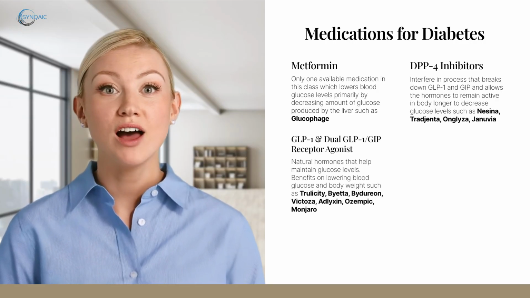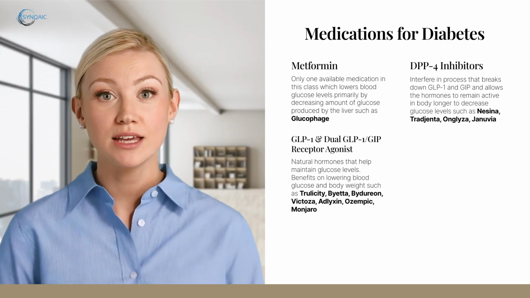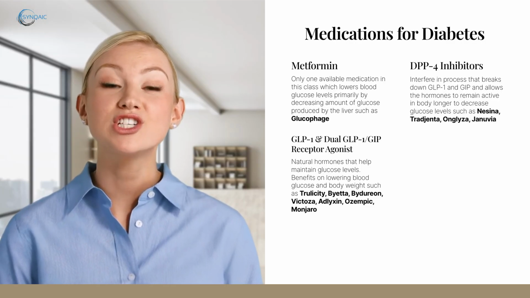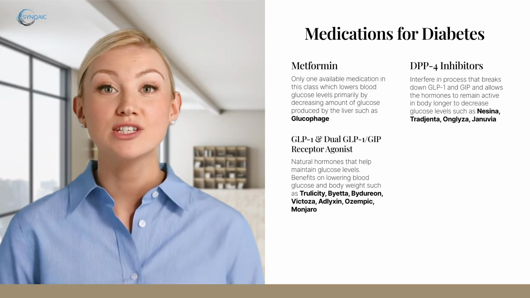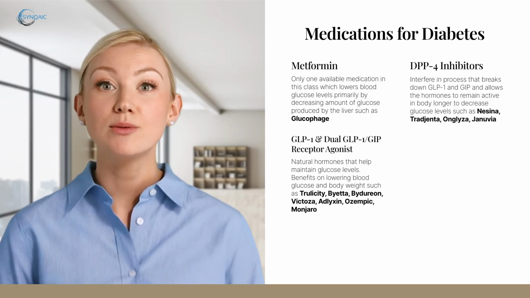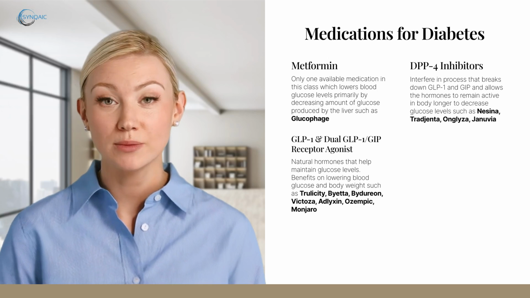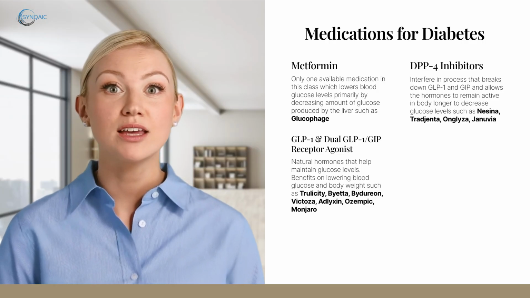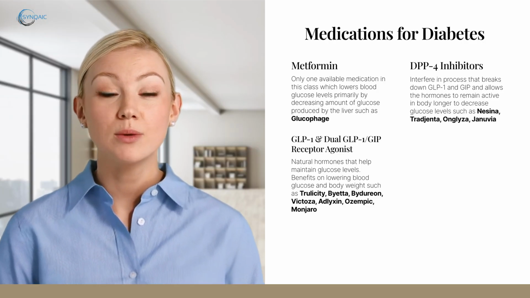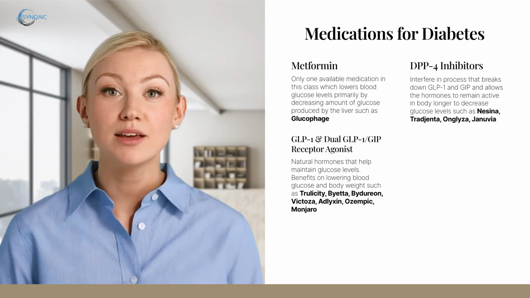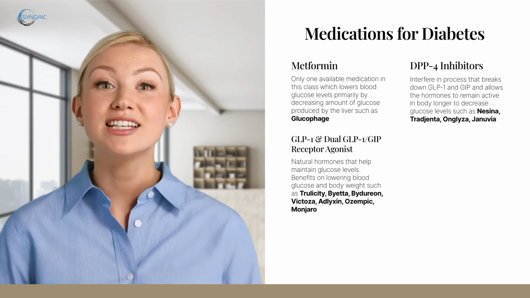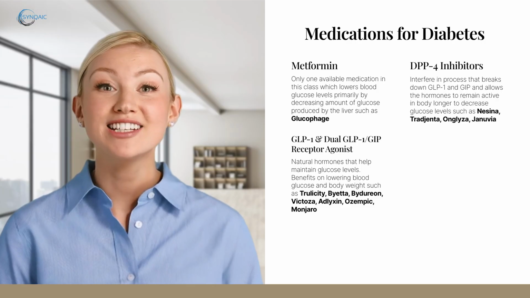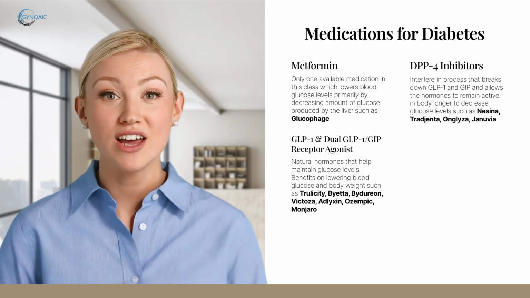GLP-1 and GIP are natural hormones in the body that help maintain glucose levels. Use of GLP-1 and dual GLP-1 and GIP receptor agonists is another strategy to help use these hormones to improve blood glucose management in people with type 2 diabetes. These medications have similar effects to the GLP-1 and GIP produced in the body, but are resistant to being broken down by the DPP-4 enzyme. These medications can result in large benefits on lowering blood glucose and body weight. Some agents in this class have also been shown to prevent heart disease.